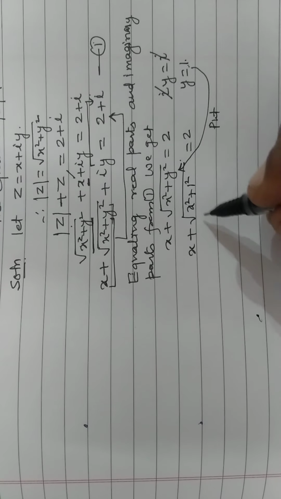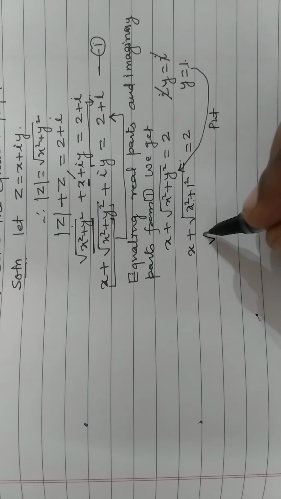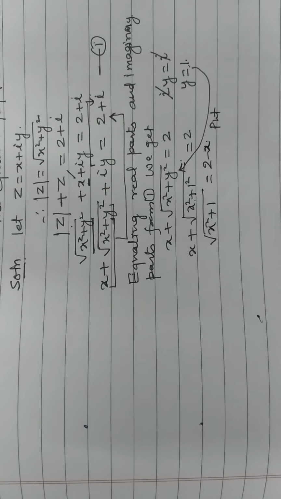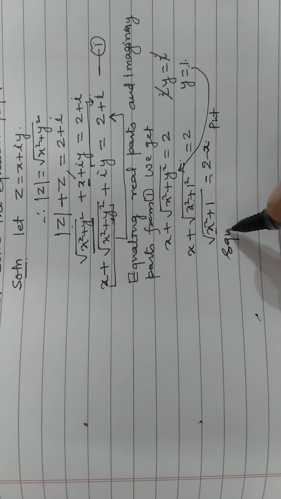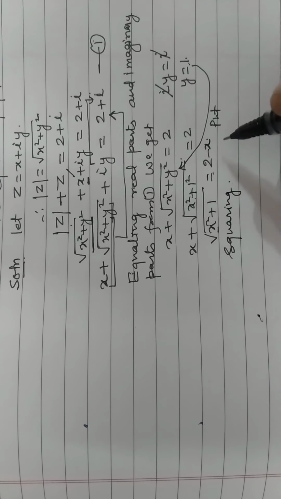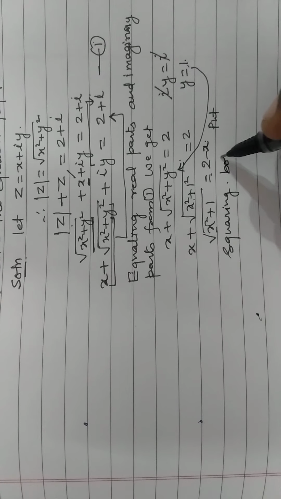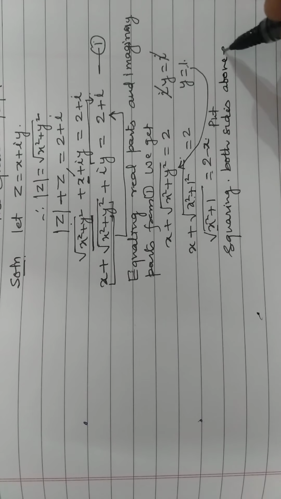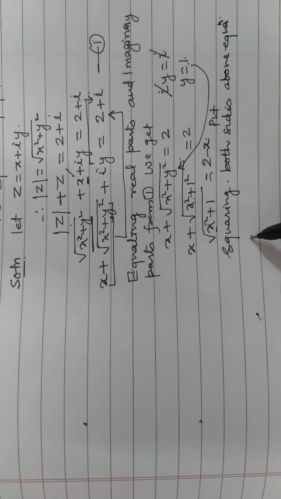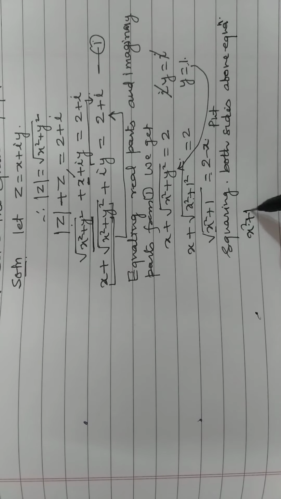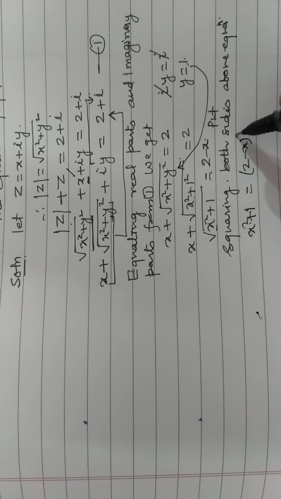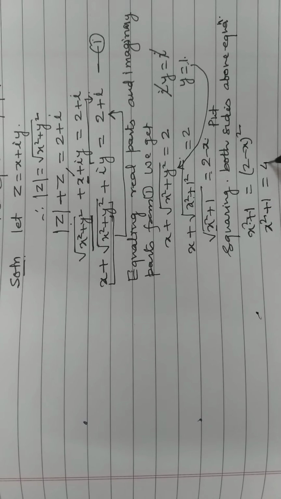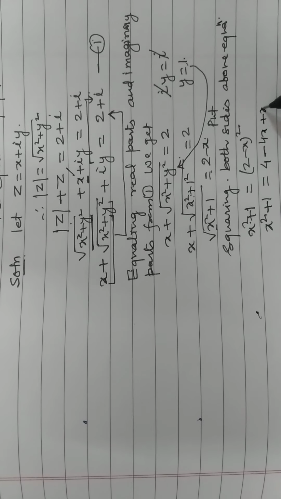Now this is the square root, so we will keep it on one side. So root under x square plus 1 is equal to 2 minus x. Now squaring both sides of the above equation, the square root will be removed, and here will be x square plus 1, it is equal to 4 minus 4x plus x square.